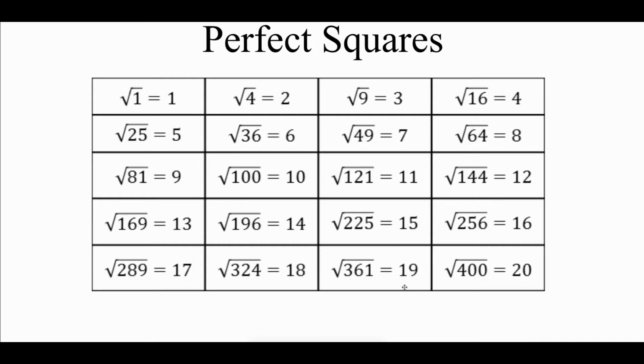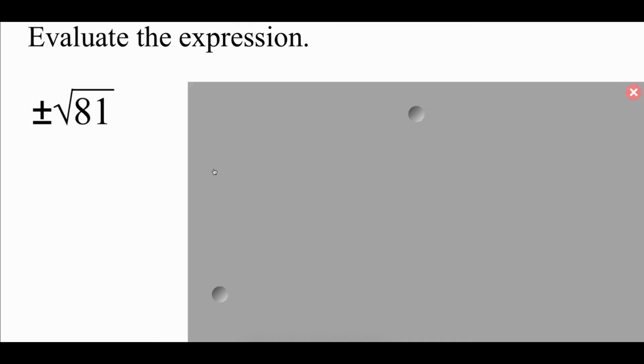But now not every number is going to be a perfect square, so eventually we're going to need other strategies as to how to deal with finding square roots of those values, but we're not going to worry about that right now. So we're going to do some more examples of evaluating square roots, and I want you to think about that perfect square chart as we're going through and doing this.